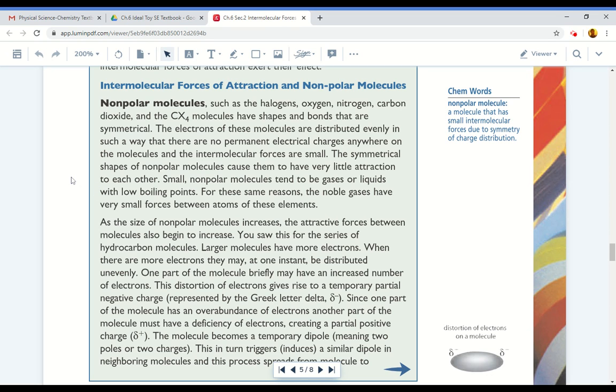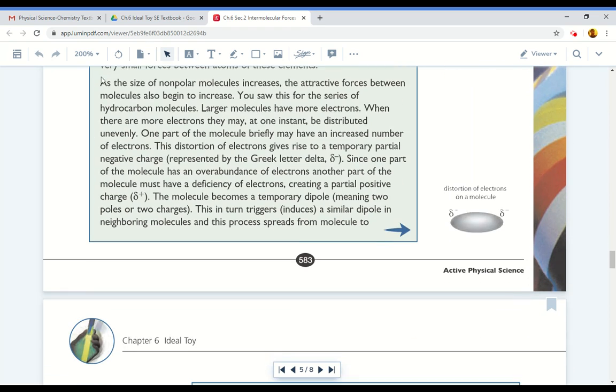The symmetrical shapes of nonpolar molecules cause them to have very little attraction to each other. Small nonpolar molecules tend to be gases or liquids with low boiling points. For these same reasons, the noble gases have very small forces between atoms of these elements. As the size of nonpolar molecules increases, the attractive forces between molecules also begin to increase. You saw this for the series of hydrocarbon molecules.